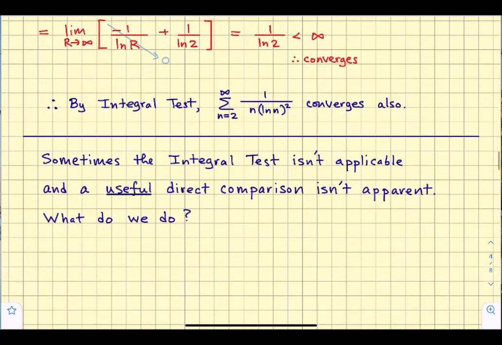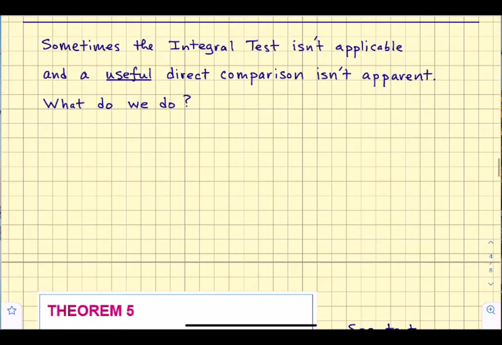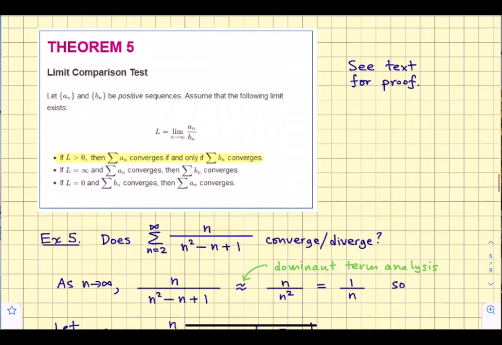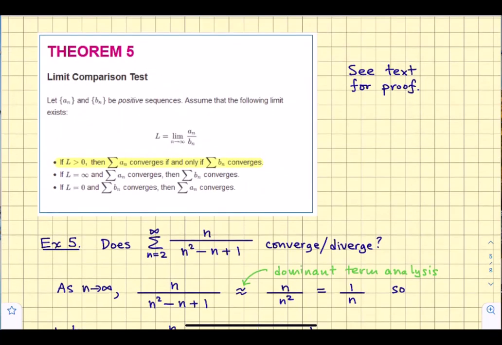So sometimes the integral test isn't applicable and a useful direct comparison isn't apparent. Maybe that happened in the last example, or there could be more complicated examples. And so are there any other methods that we can use? What else can we do? And this leads us to not the direct comparison test, but the limit comparison test.